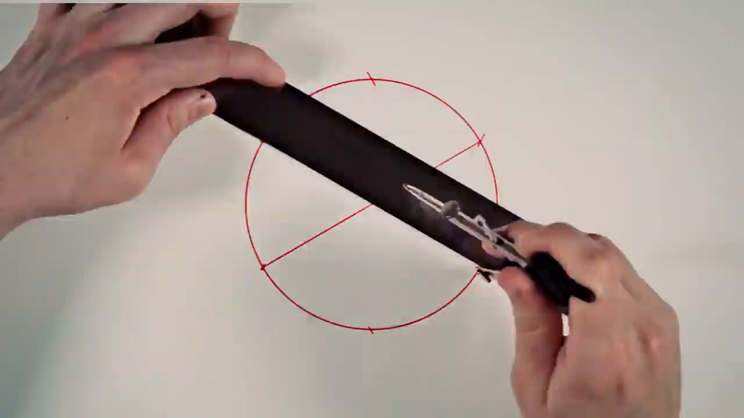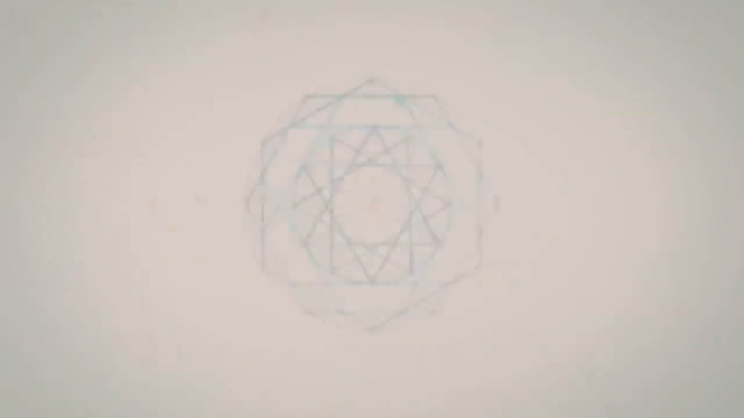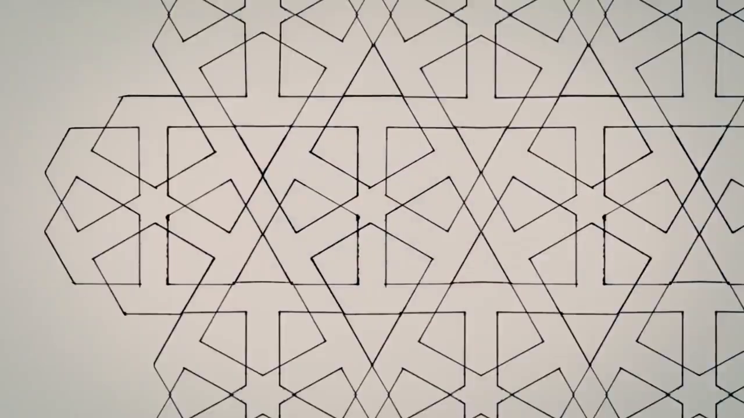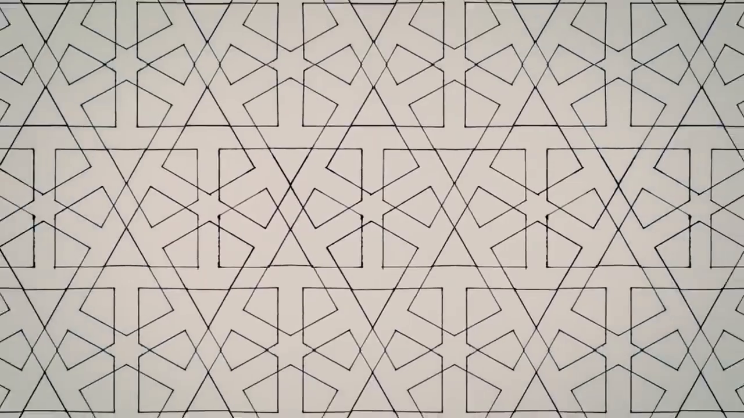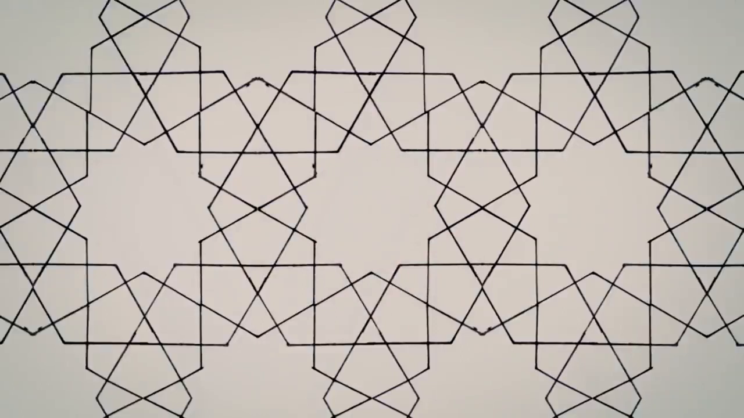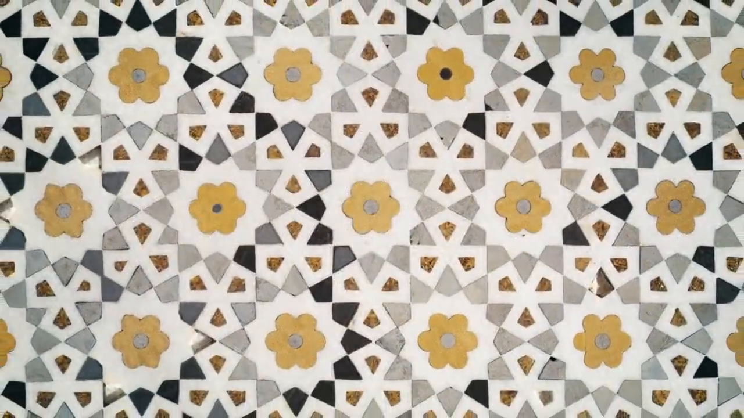We can follow the same steps to create 6-fold patterns. By drawing construction lines over a circle divided into 6 parts and then tessellating it, we can make something like this. Here's another 6-fold pattern that has appeared across the centuries and all over the Islamic world, including Marrakesh, Agra, Konya, and the Alhambra.